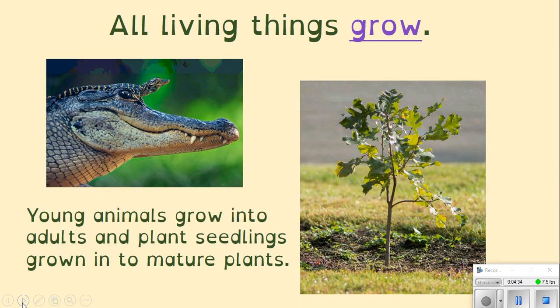And the final thing that all living things do is that they grow. So young animals grow into adults and plant seedlings grow into mature plants.